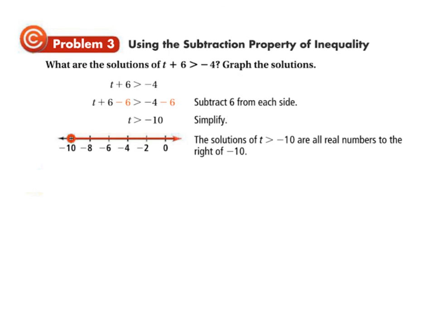Okay, so here's the problem. t plus 6 is greater than negative 4. Graph the solution when you find it. So we subtract 6 from both sides, we get t is greater than -10. So we have an open circle here because it doesn't say or equals, and t is all the values greater than -10. So you go from there up.